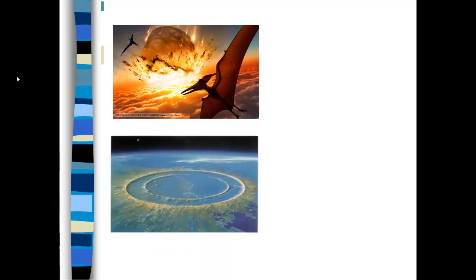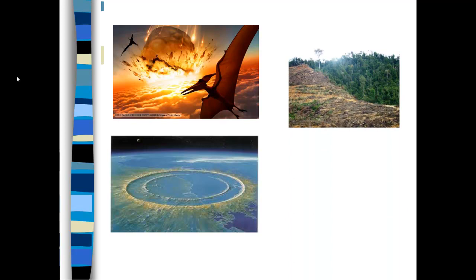Okay, this is an environmental event. This is the asteroid that hit the Earth presumably 65 million years ago that caused the extinction of the dinosaurs. And here is the ripple effect. You can see the residue at the Yucatan Peninsula caused by this.